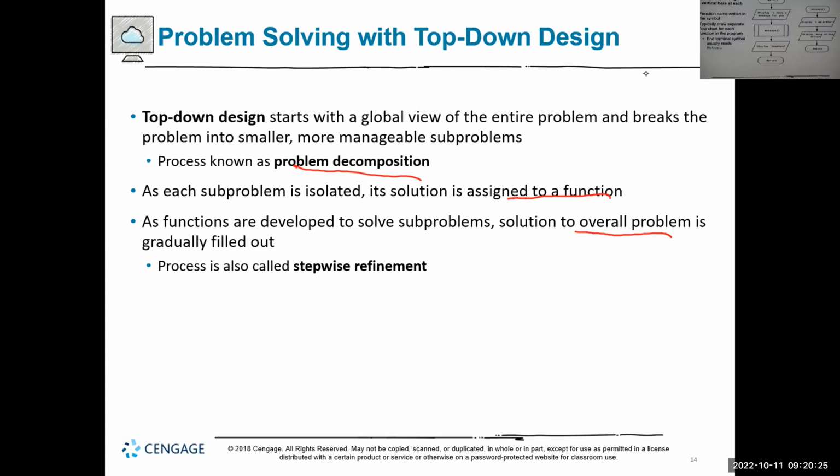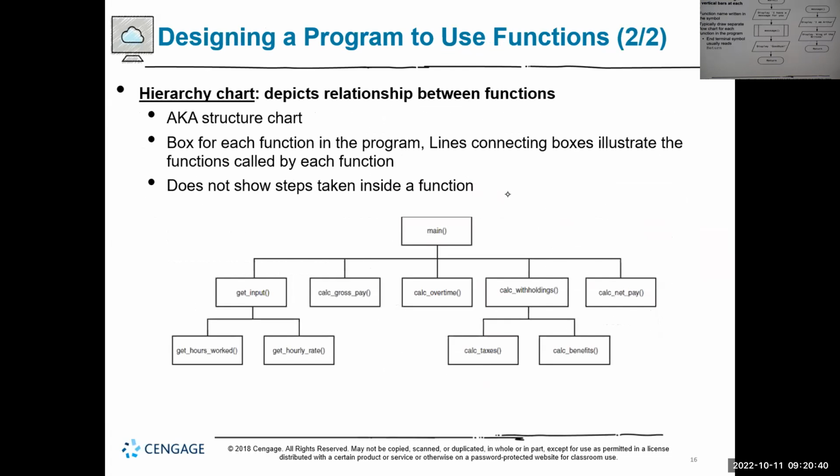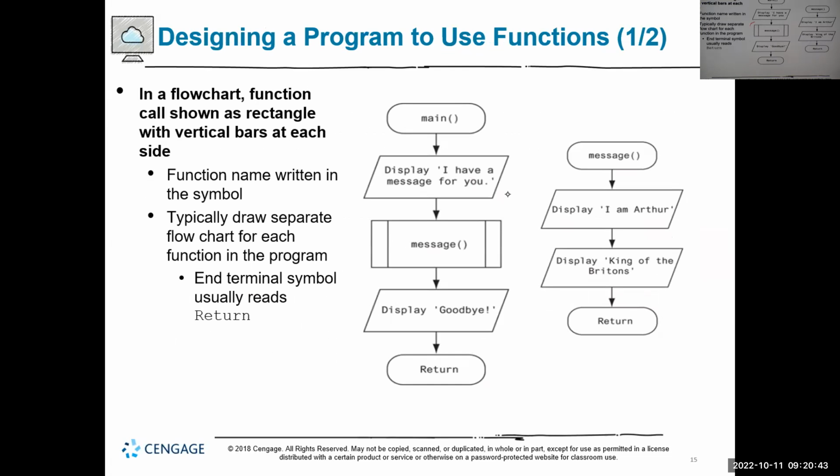So that is the most common one. When you want to design a program to use functions, you can work with a flow chart here. In the case of a flow chart, the function call is shown as a rectangle. When you see a rectangle with a vertical bar at each side in the flow chart, that is a function. So basically, when you look at the flow chart for this one, everything works in sequence at the beginning.